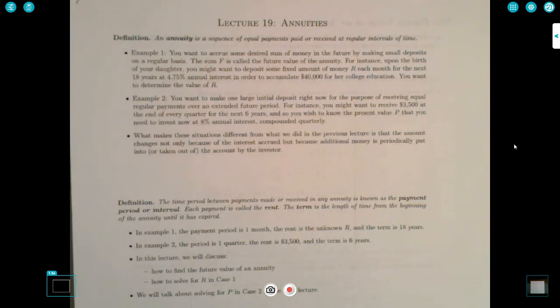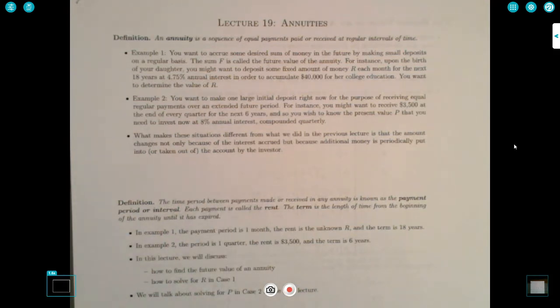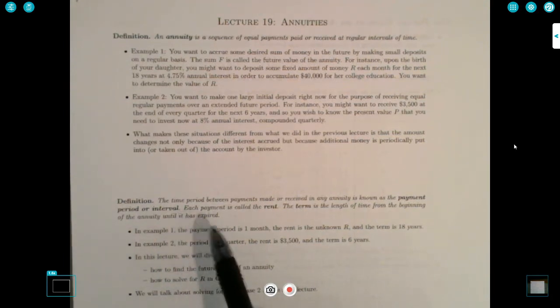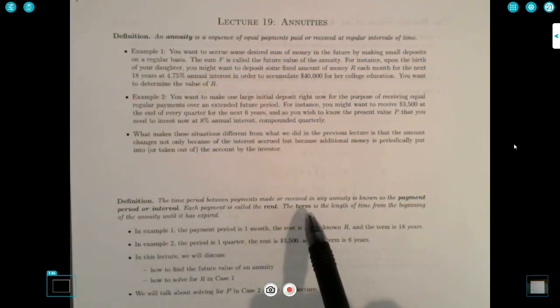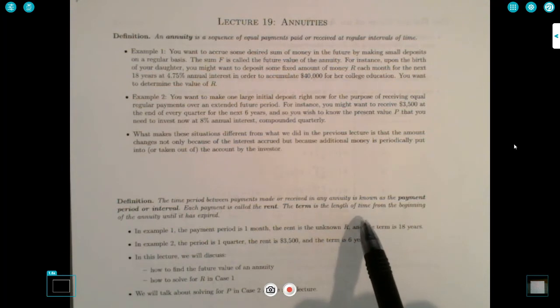It's a little more complicated, but it's also a little bit more like actual real life stuff, right? That's the thing. The closer you get to the real world scenario, the more complicated the mathematics becomes, okay? But anyway, the time period between payments made or received in any annuity is known as the payment period or interval. Each payment is called the rent. The term is the length of time from the beginning of the annuity until it has expired.